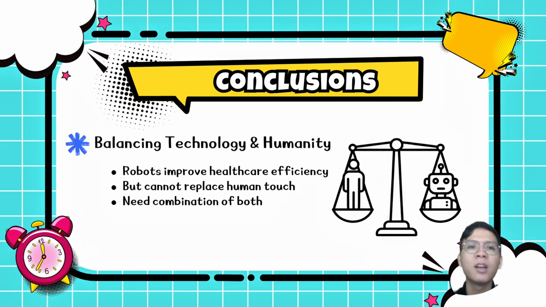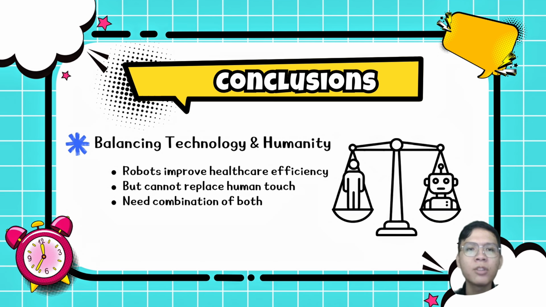Now I would like to continue with the part of conclusion, which is balancing technology and humanity. In conclusion, technology and humanity must work together to create a better healthcare system. Robots and AI can improve healthcare efficiency by reducing workload, speeding up processes, and increasing accuracy. For example, robots can help nurses deliver medicine to patients, assist elderly people in nursing homes, and support pharmacists in organizing prescriptions more efficiently. AI systems can also help detect diseases earlier and manage patient records quickly. This technology makes healthcare service faster and more effective.